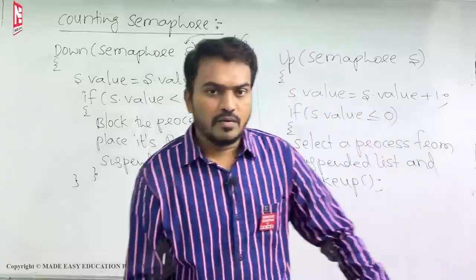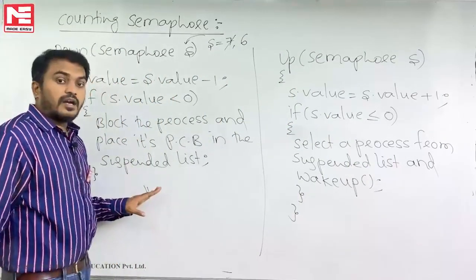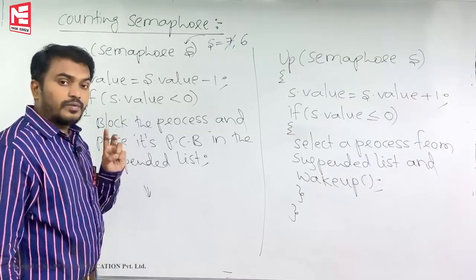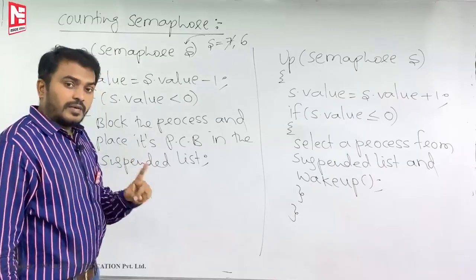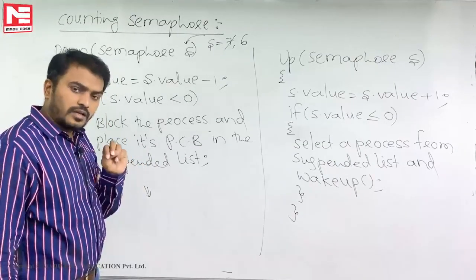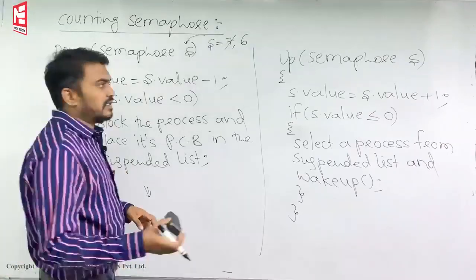Okay, right. So that is about the down operation. I am repeating. What are the important points to remember here? A down operation has two outcomes: successful or unsuccessful. Remember, if it is a successful down operation, then only you continue further execution. If it is an unsuccessful down operation, then the process will be placed in the suspended list.